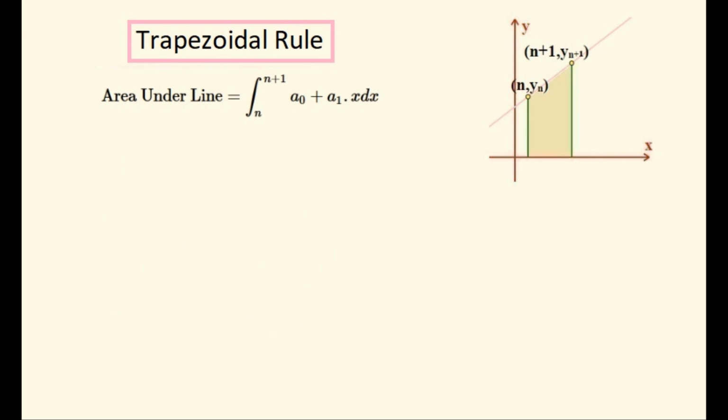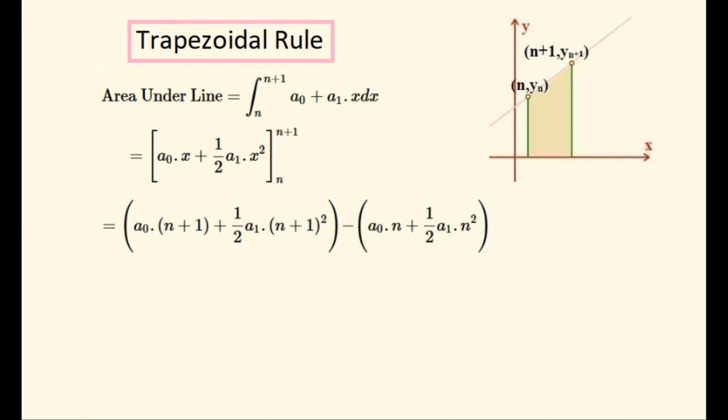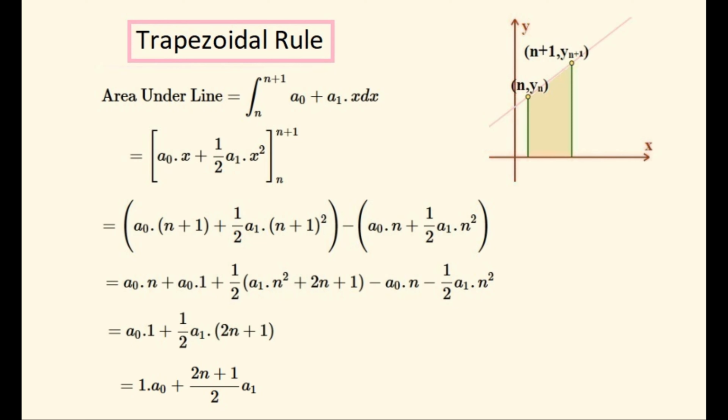And so here we calculate the area of this shaded segment, which is equal to this integral. We can then write down this part which contains the antiderivative of this line function. Then we can substitute the expressions n and n plus 1 in for x. Then we can expand all of these expressions. And then we get this answer in its most simplified form. And so it can be rewritten in this vector form.